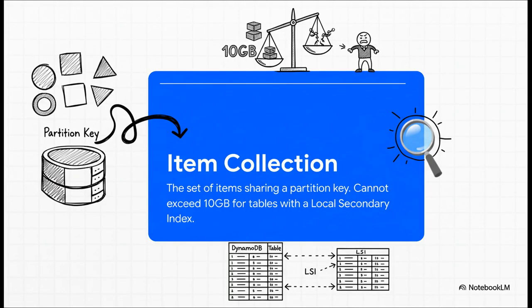Now this one is a little subtle, but it is incredibly important. An item collection is just everything that shares a single partition key. For most tables, this doesn't really matter. But if you use a local secondary index or an LSI, the entire collection of items, so that's the base table data plus all the index data, has to fit inside a single 10 gigabyte partition. This is a critical design consideration if you're ever planning to use LSIs.